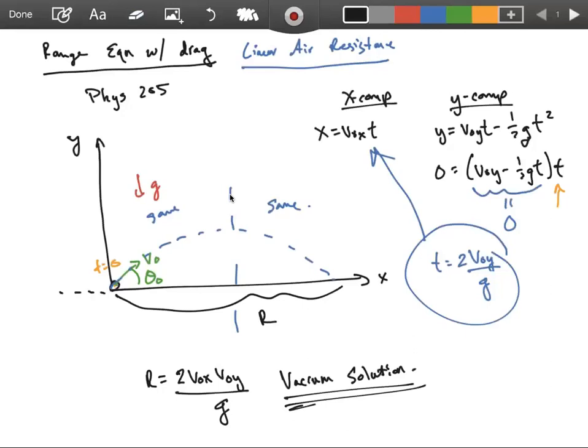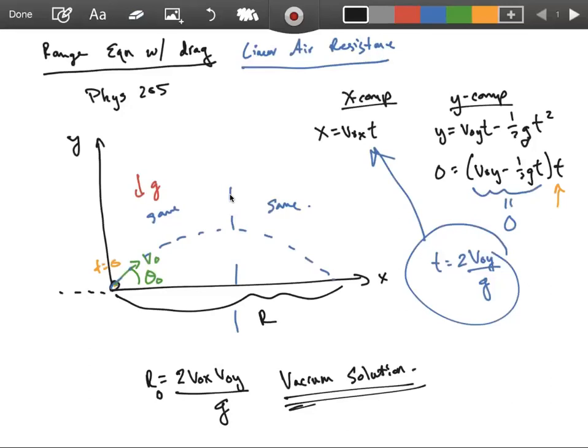It's the same on the one side as it is on the other side. And this is our vacuum range. So for now, I'm going to call that r sub 0 for the vacuum. So basically, we want to do the same thing now, except now we're going to add in air resistance.